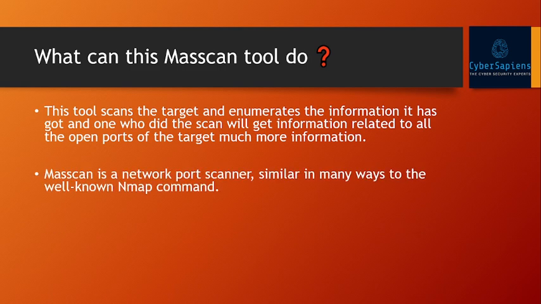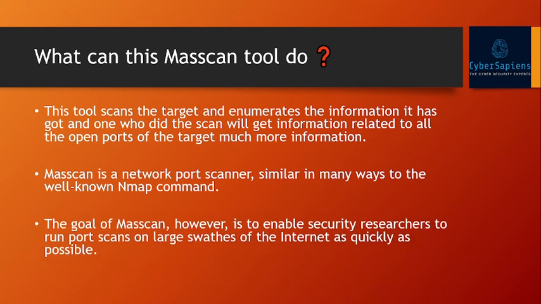Masscan is also a network port scanner, similar in many ways to the well-known Nmap. The purpose of Masscan was to build a tool like Nmap itself. The basic goal of Masscan is to enable security researchers to run port scans on large areas of the internet as quickly as possible. If you have already used Nmap, you might have seen that Nmap consumes lots and lots of time. If we are not giving proper options, it may consume more time to scan a single host. So what is added in the Masscan tool is that it tries to do things very quickly for you.